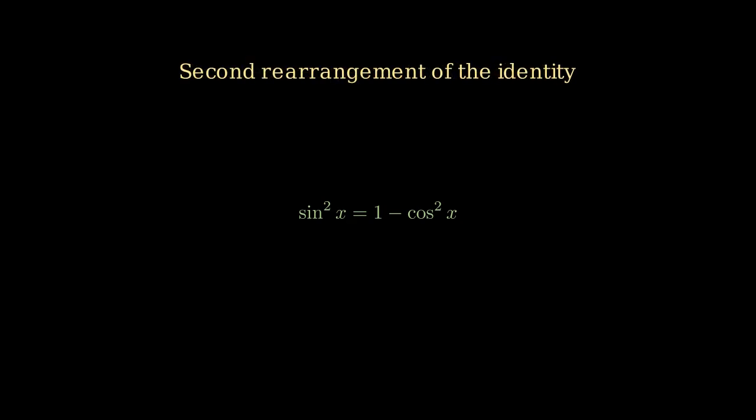This identity rearranges 2 useful ways. First rearrangement, sin squared x equals 1 minus cosine squared x. This just moves cosine squared x across to the other side and flips its sign. Second rearrangement, cosine squared x equals 1 minus sine squared x. Same idea, just isolating cosine squared x instead. Keep both of these in mind, we will use one of them very shortly.